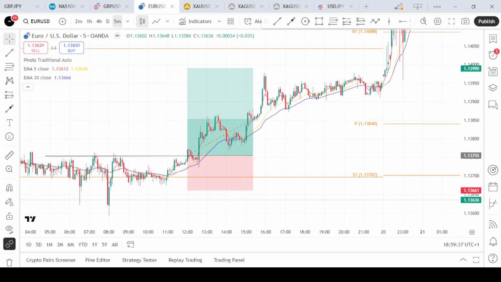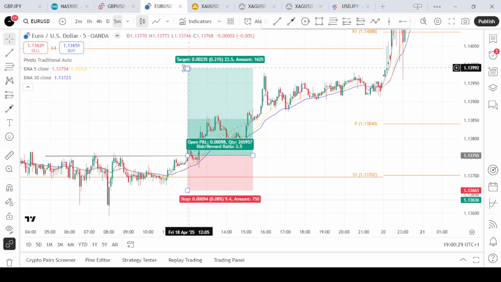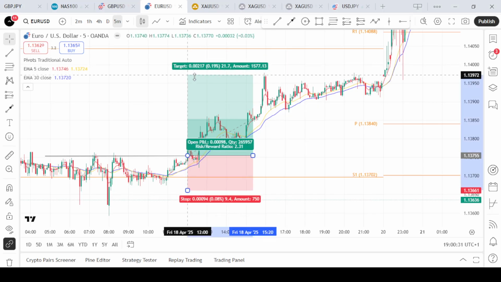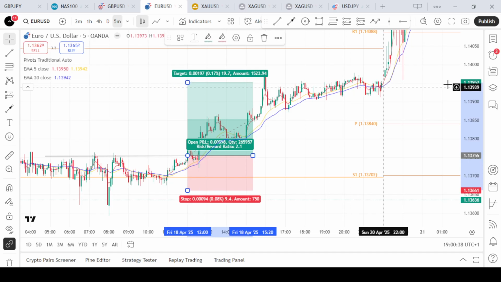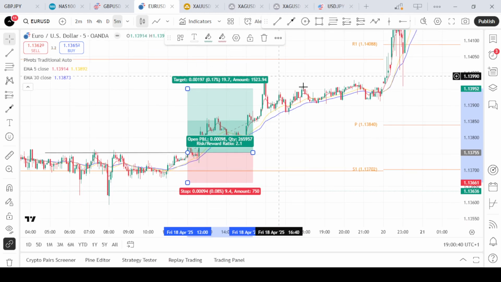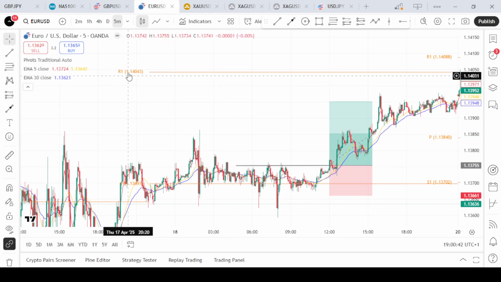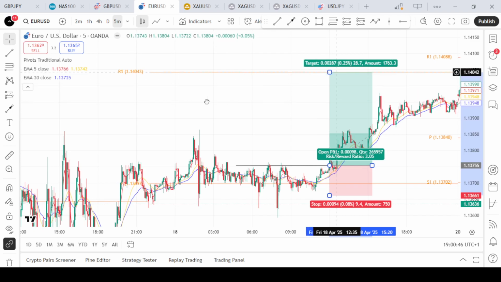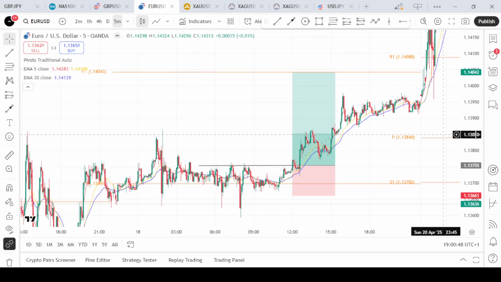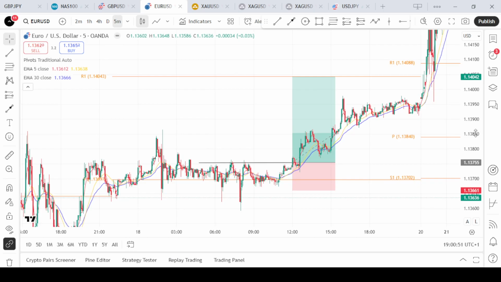You would aim for a minimum of 1:2 or 1:3 risk to reward ratio. You can also target your next level. Maybe your resistance 1 can be your take profit zone, which will be a 1:3, or you can target your resistance 2.